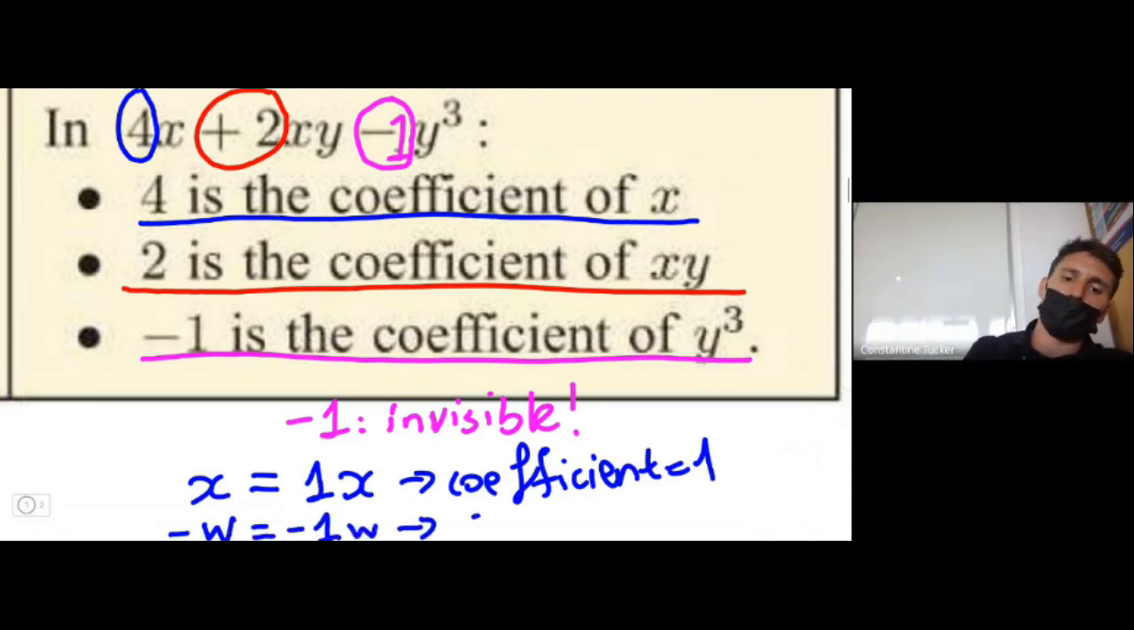So this means the coefficient of this one is minus 1. So let's keep these tricks in mind.